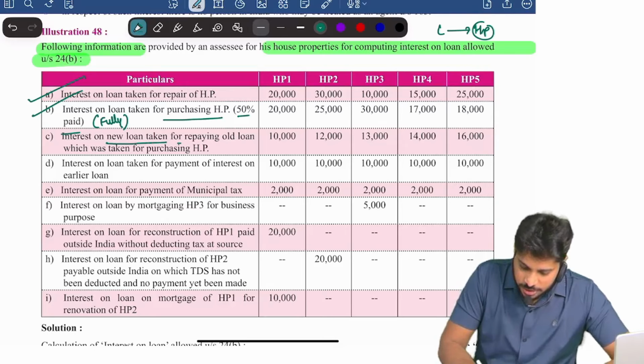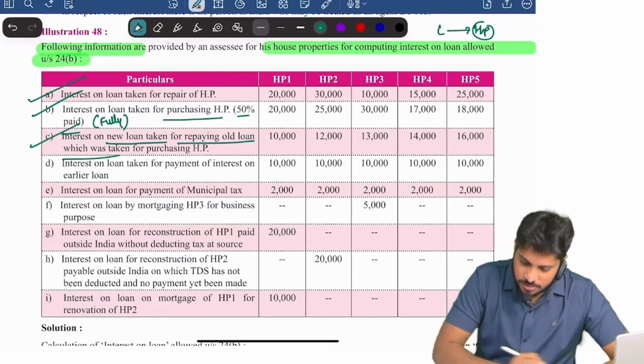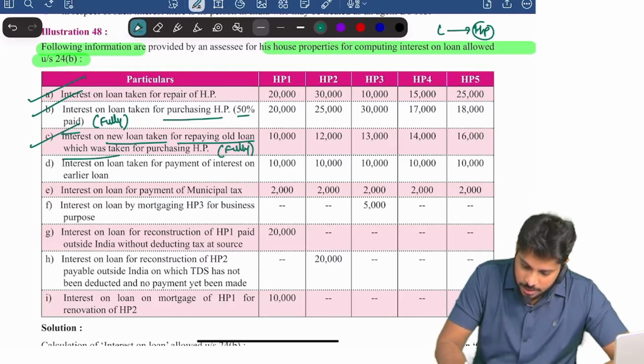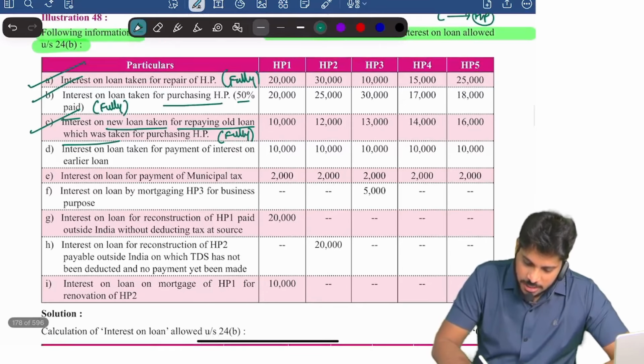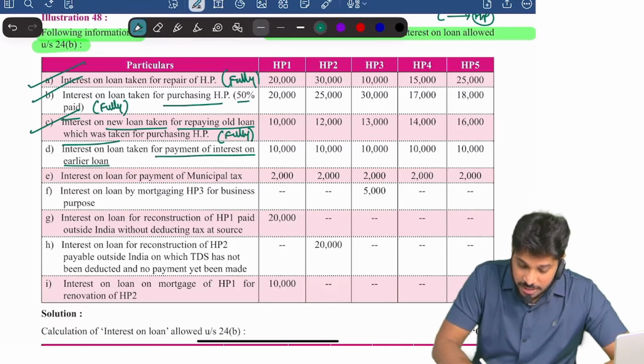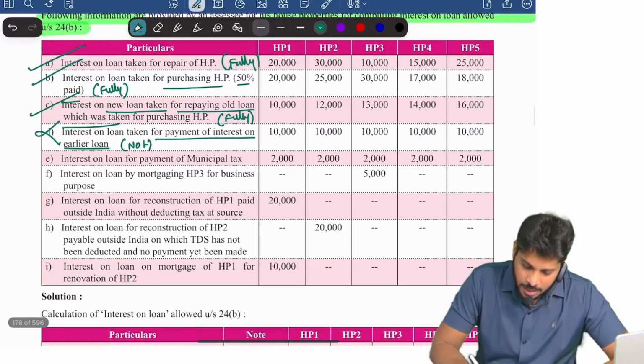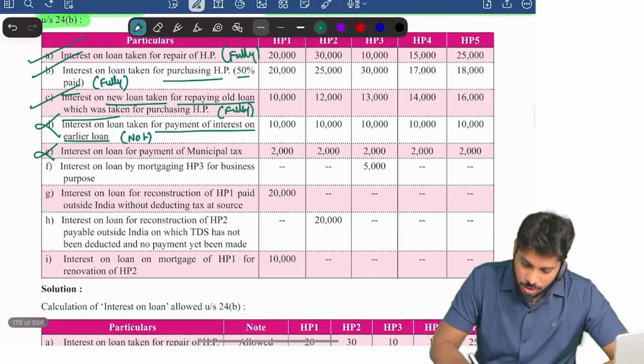Interest on new loan taken for repaying old loan, fully allowed. Yes or no? Fully allowed. Next, this also fully allowed. Yes or no? Interest on loan taken for payment of interest on loan earlier. Loan interest on interest to loan interest. No, not allowed. Yes or no? Interest on loan for payment of municipal tax, not allowed.